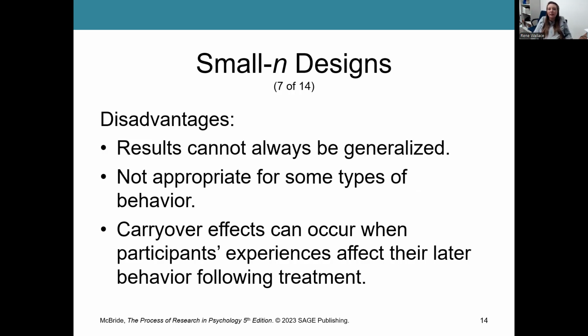But disadvantages: you might not be able to generalize it. If it just worked with this group of 5 people, well, maybe that's not generalizable to the entire population. And it's not appropriate for all behavior. Some types of behavior abnormalities can't be studied that way. There's also this idea of carryover effect, where sources of bias can occur when a participant experiences their treatment condition, and that affects their later behavior in a second baseline condition that follows the treatment condition. There's this carryover effect from condition to condition, and so maybe the results that you're getting aren't authentic.